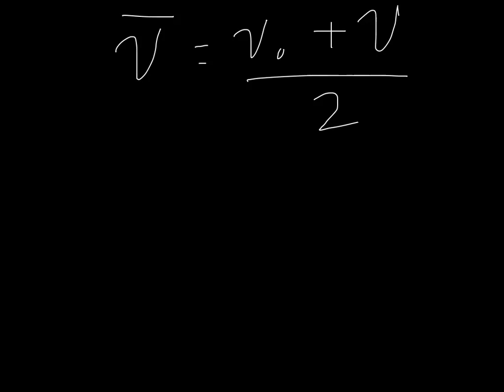Our second kinematic equation is talking about average velocity. Average velocity is V naught plus V over 2. So that's just kind of a typical average equation. So remember, this symbol means average.